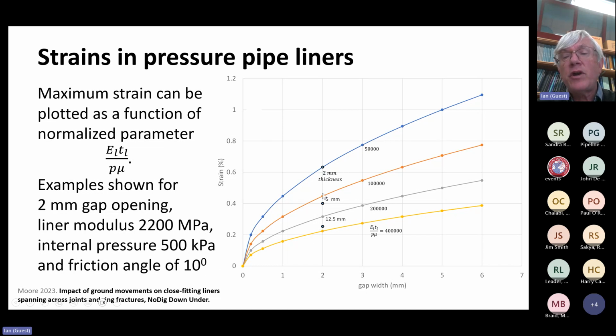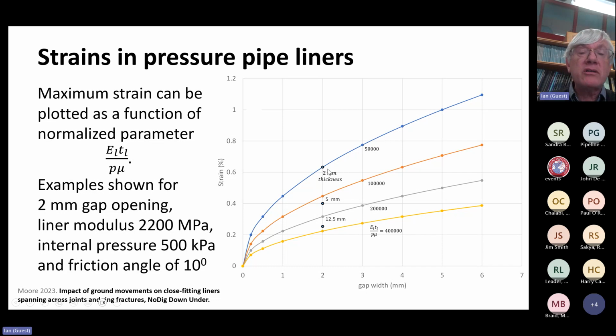And these 3 points tell us about what sort of behavior we would get, or what sort of stresses and strains we get, depending on 3 different thicknesses of liner: a 12.5 millimeter liner, a 5 millimeter liner, and a 2 millimeter liner. So it gives us an idea as to what sort of strain values we might achieve, and how we can control that strain level by specifying liners of different thickness.